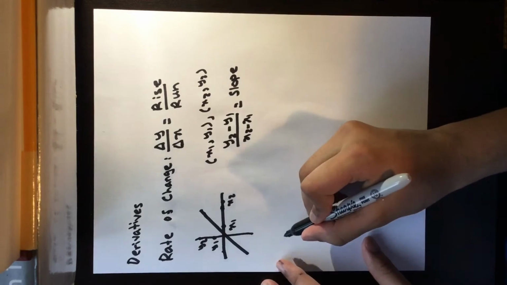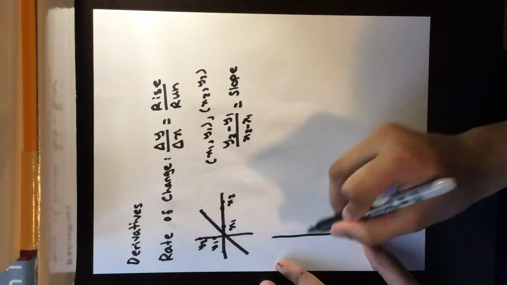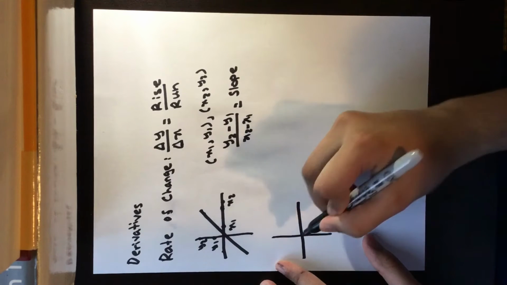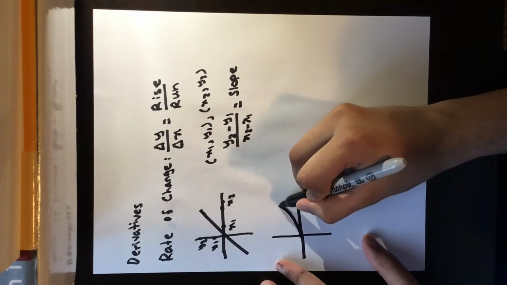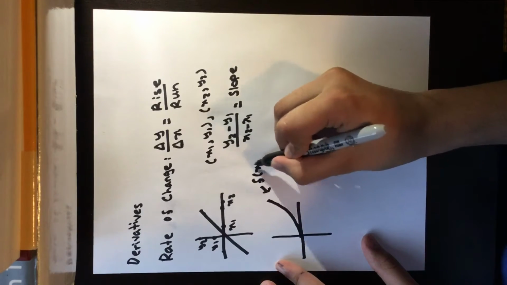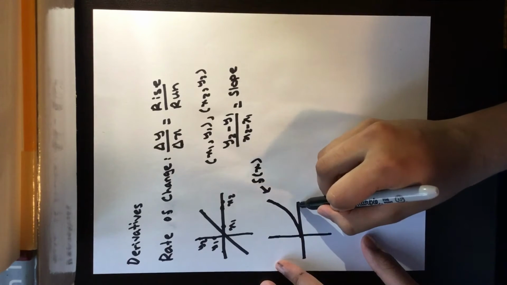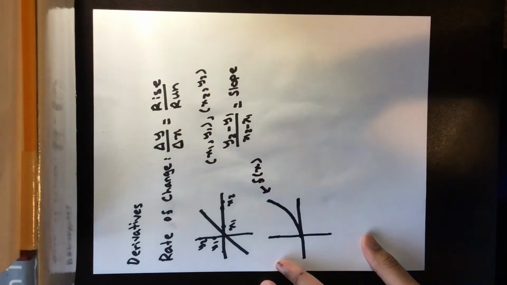But if we want to find the rate of change of a function that is not a line, and that doesn't have a constant rate of change, such as this function, let's name this function f(x). So say this function is f(x). It clearly doesn't have a constant rate of change. So how do we find the rate of change?